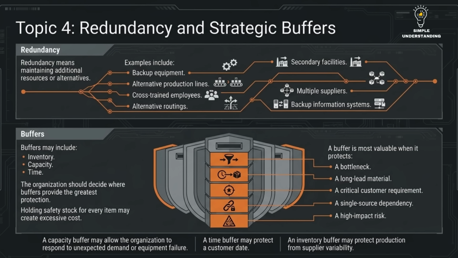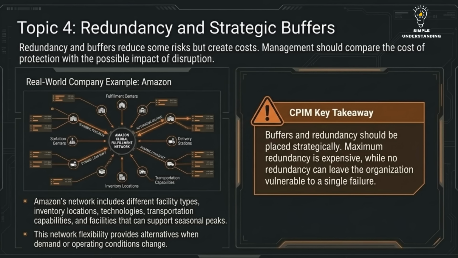A capacity buffer may allow the organization to respond to unexpected demand or equipment failure. A time buffer may protect a customer date. An inventory buffer may protect production from supplier variability. Redundancy and buffers reduce some risks but create costs. Management should compare the cost of protection with the possible impact of disruption.